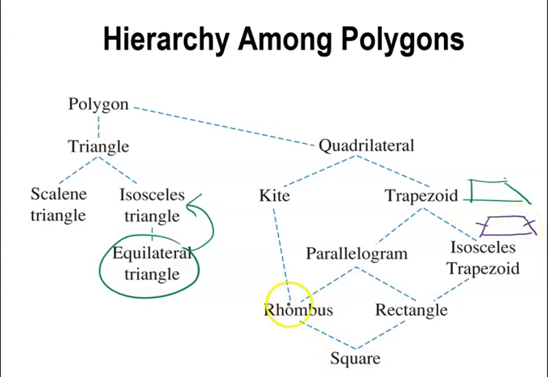A square is a rhombus, is a kite. A square is a rectangle, is an isosceles trapezoid, is a trapezoid, and it's also a parallelogram. So refer back to this later if you get confused, please.